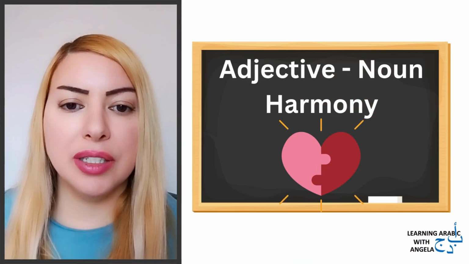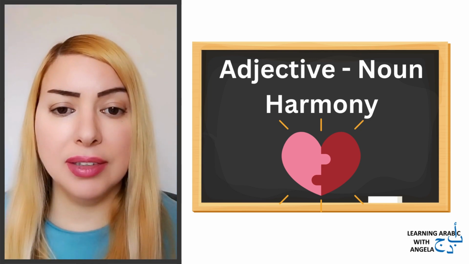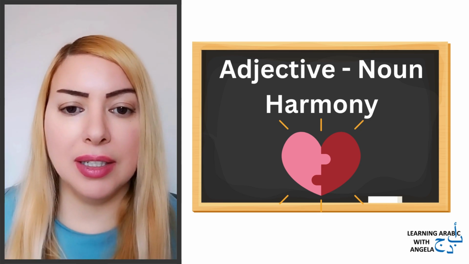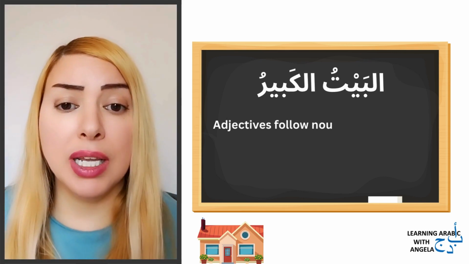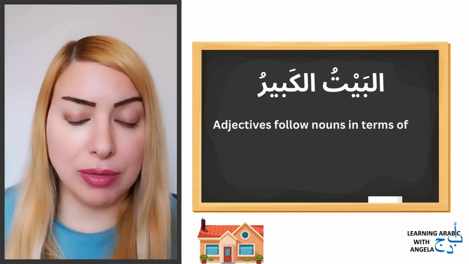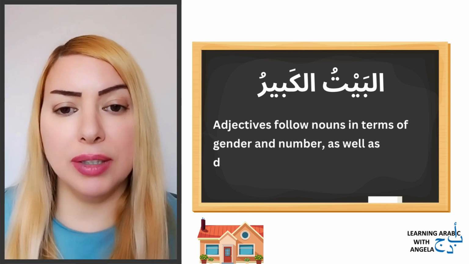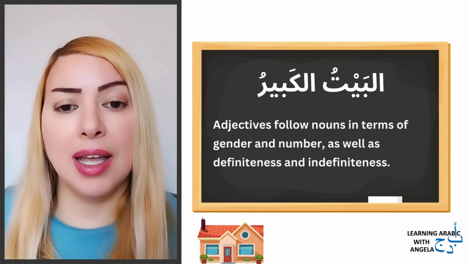Ensure adjective-noun harmony. Remember always to start with the noun first and then the adjective, and not the other way around as in English. For example, the big house, البيت الكبير, and not the other way around. And remember that the adjective follows the noun always in terms of definiteness, gender, and number.